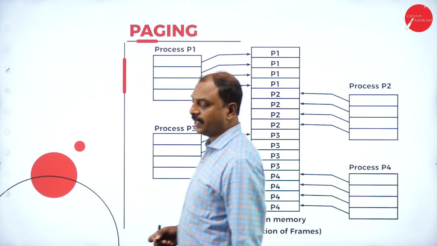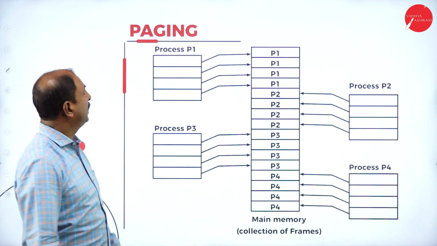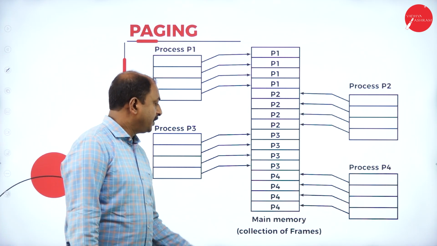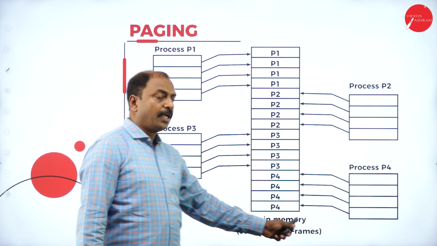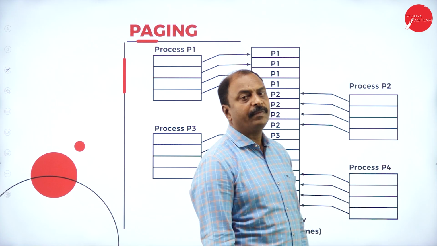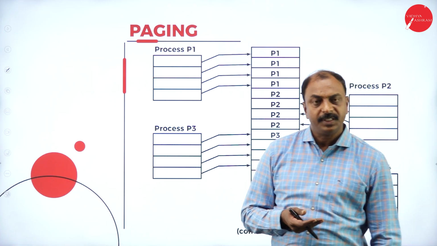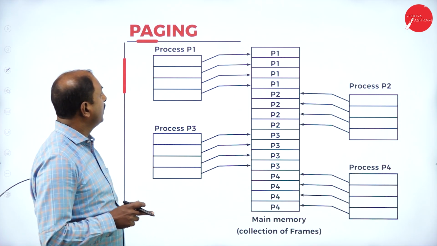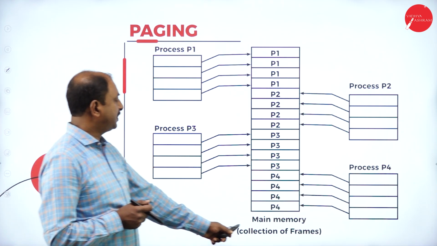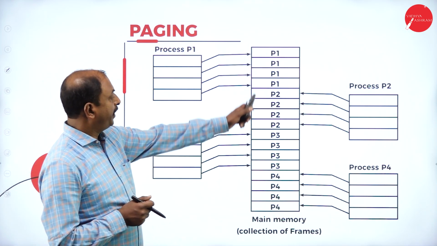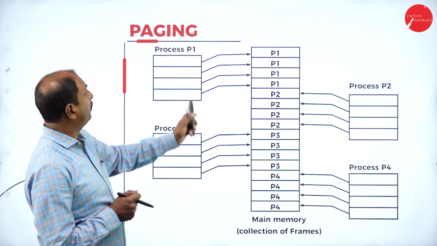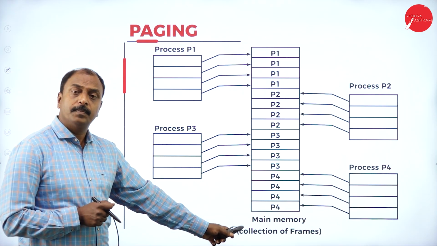Next, we are talking about paging. What is paging here? As I told you, the main memory of the computer system will be divided into a number of pages, and each page will have a fixed number of frames. For example, suppose this is the main memory of the system. It is divided into a number of pages, and each page will have a number of frames.